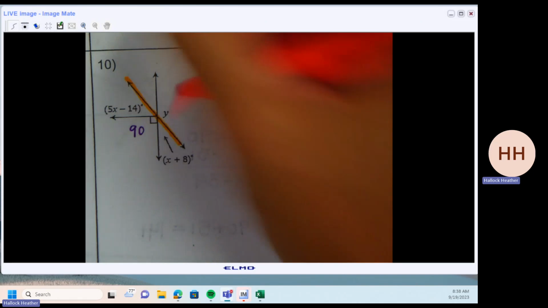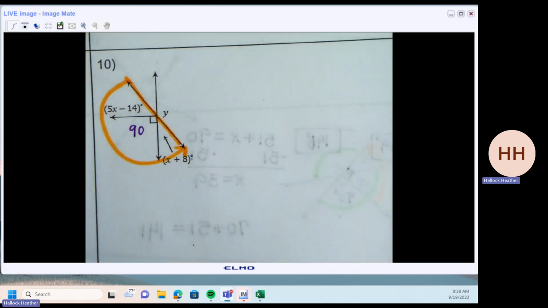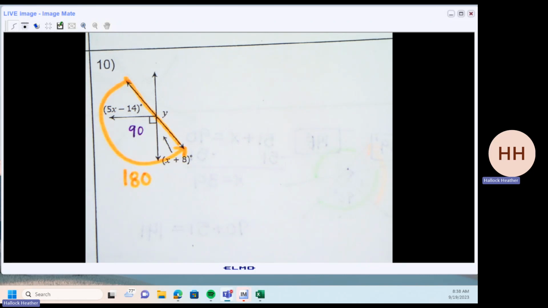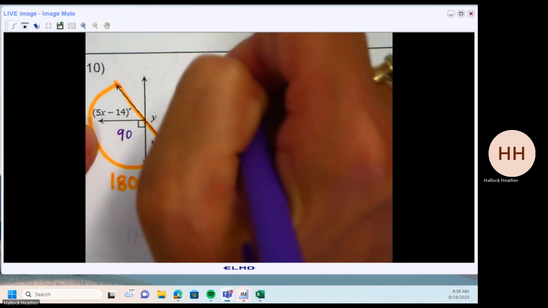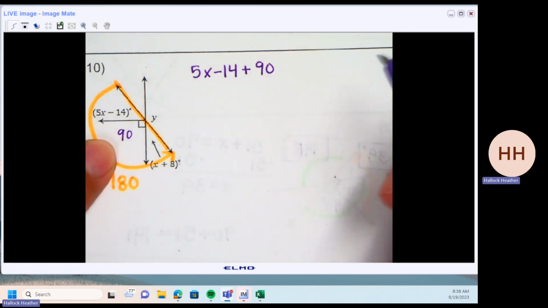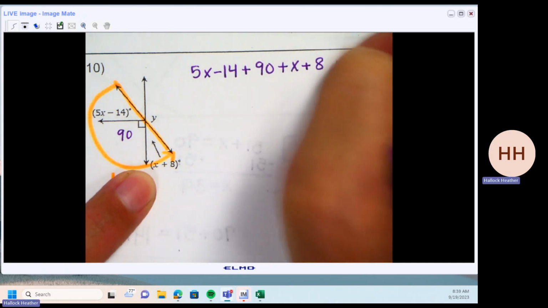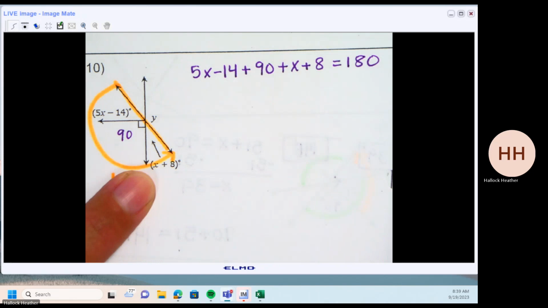180. Because they're making a straight line together, those three angles, I can use the angle addition postulate and add them together to make a total of 180 because together they are supplementary. So I'll just start from the top one. I'll do 5x minus 14 plus the next angle, which is 90, plus the next angle, which is x plus 8 equals 180.